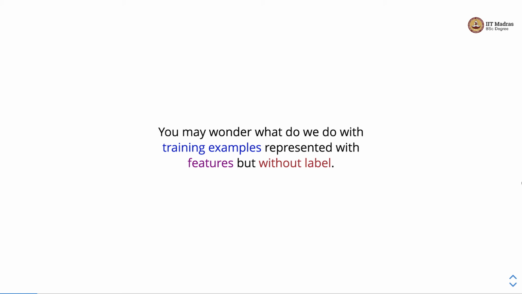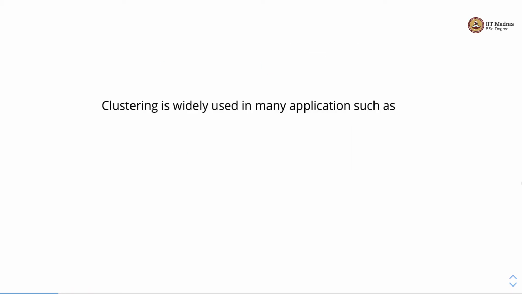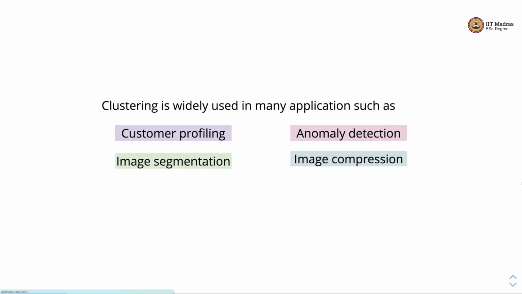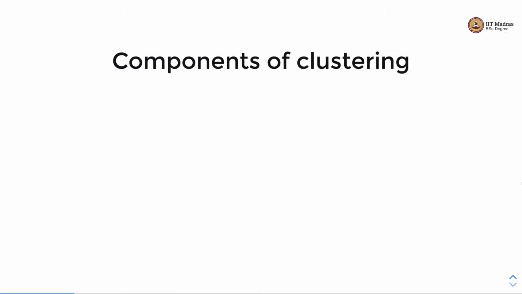You may wonder, what do we do with training examples represented only with features but without any labels? Well, there are several applications of clustering, and clustering is widely used in many applications such as customer profiling, anomaly detection, image segmentation, image compression, geostatistics, and astronomy.